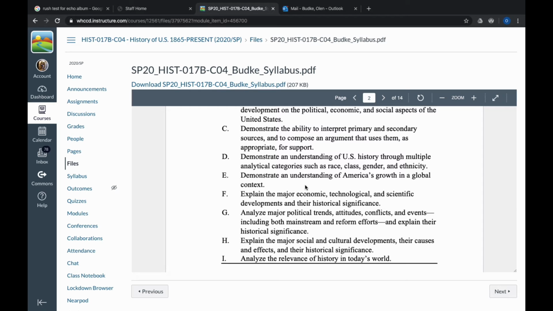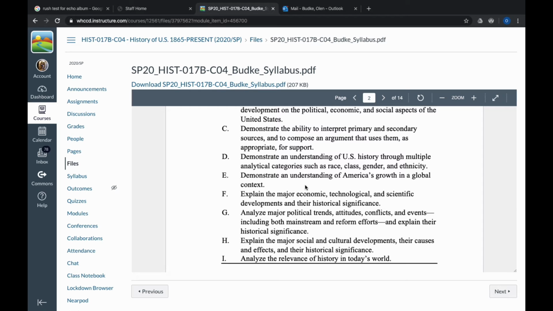All right, we're going to explain the major economic, technological, and scientific developments and their historical significance. That's pretty self-explanatory. We're going to analyze major political trends, attitudes, conflicts, and events, including both mainstream and reform efforts, and explain their historical significance.